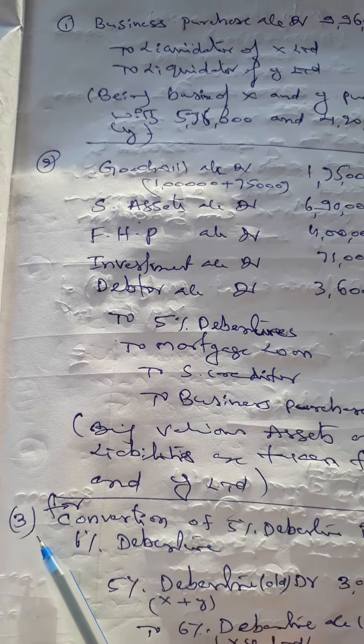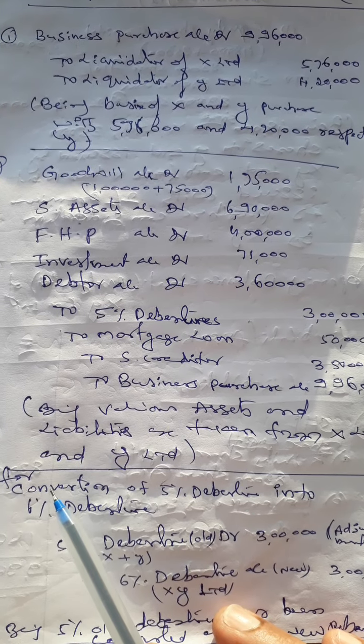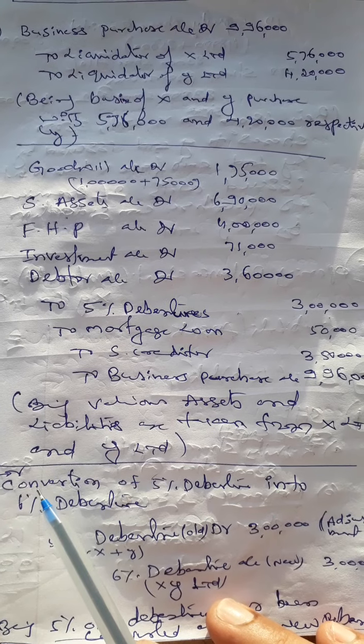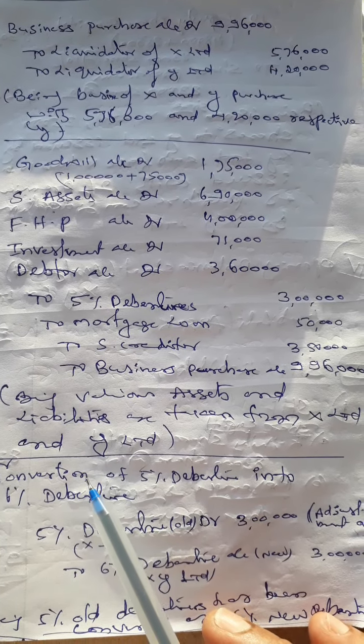Next, the third one. Now we are paying, as clearly given in the question, after taking over all the debentures of X and Y, the new company XY Limited converts them into 6% debentures.